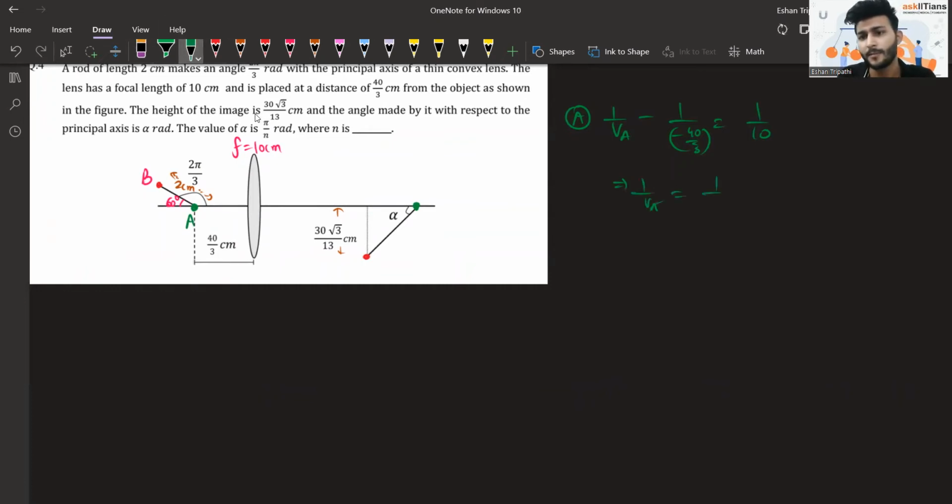1 upon VA is 1 upon 10 minus 3 upon 40. So that comes out to be 1 upon 40. So VA comes out to be, I'm so sorry, it's a positive value, positive 40 centimeter. So this comes out as the value of VA. So basically we have got that this length is 40 centimeters.